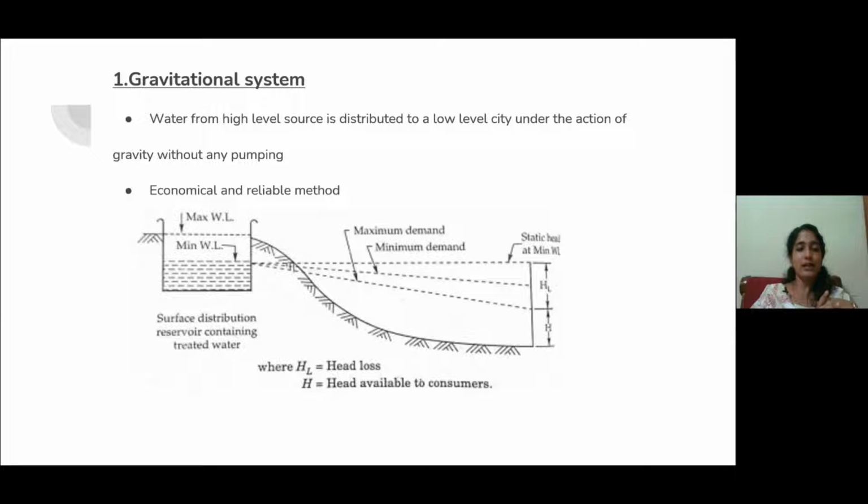This is the figure for the gravitational system. Here you can see the main source of water at the elevation, and the distribution at a lower level. The head losses are noted in the figure. Then the maximum demand and minimum demand are given, and the total head loss is given. A minimum head difference should be there between the source and the public distribution pipelines.